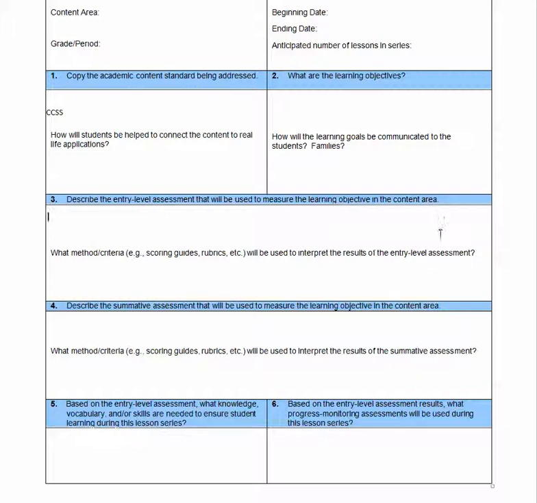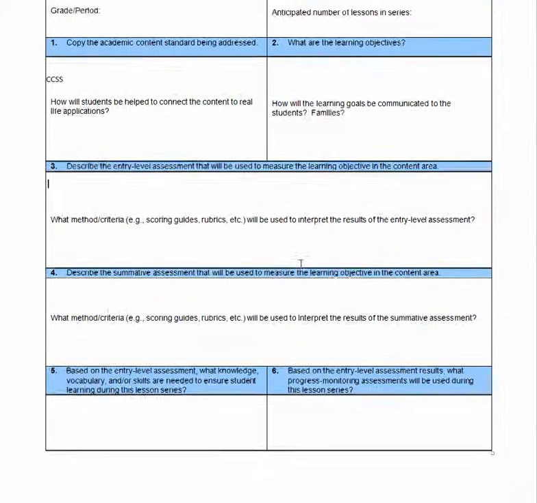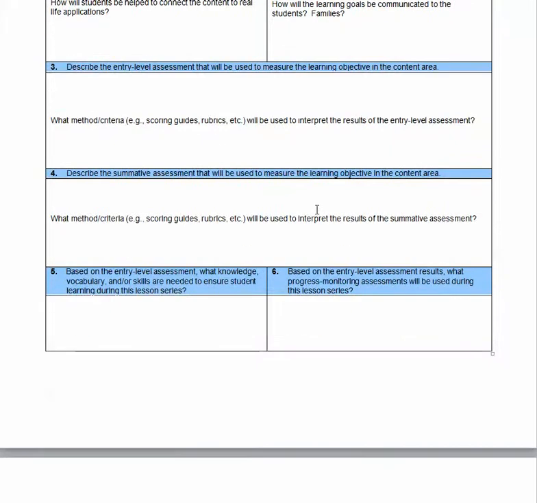If it's a quick write, how do you know if they're meeting standards? If it's an essay that you're going to use as an entry-level, say an essay from a previous unit, what rubric was used to grade or assess that essay? After you've determined what type of entry-level assessment you want to use in your unit, start to think about, okay, if this is the entry level, what is the summative assessment that I want to use? And again, that summative assessment can take any form.